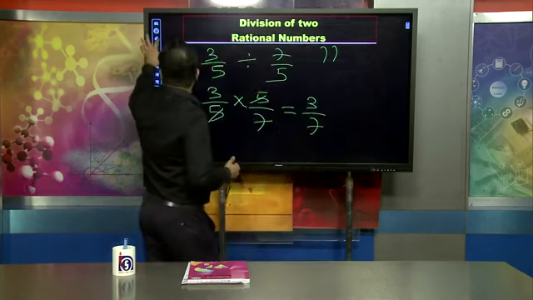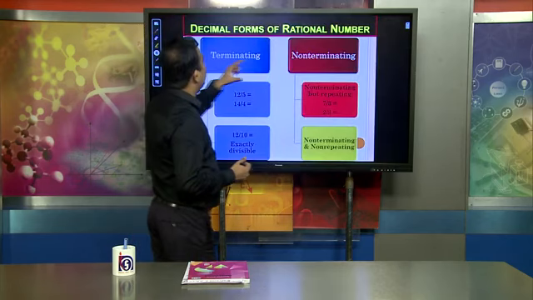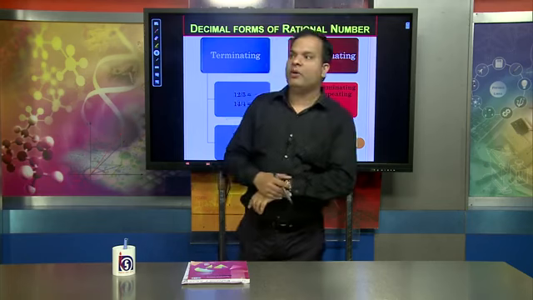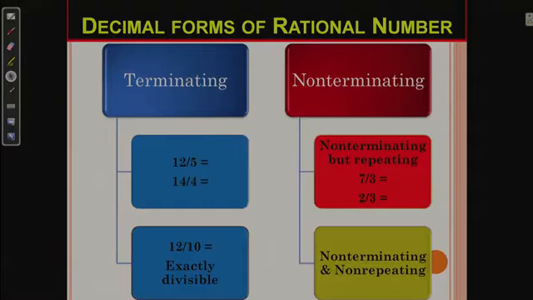Dear learners, another concept that is very important, which we will discuss now, is the decimal form of a rational number. When talking about decimal form, there are two important things to look at. One is terminating, the other is non-terminating. Suppose one example is 12 by 5, 14 by 4.